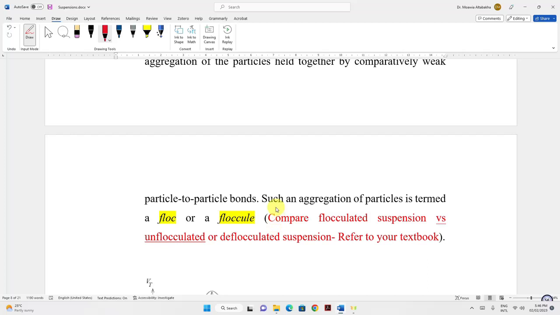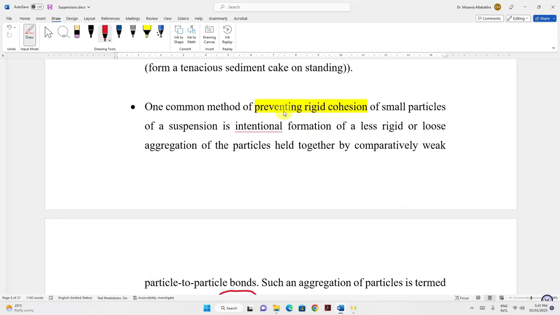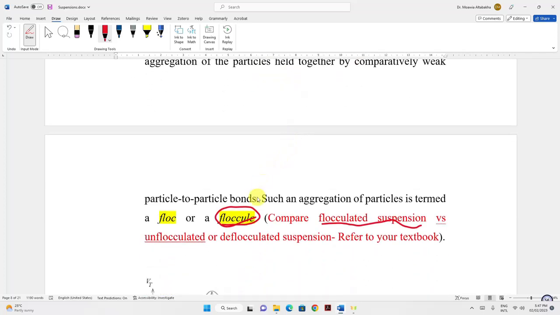We can influence the suspension to be what we call flocculated suspension. Okay, to become flocculated suspension is one way of preventing the formation of hard cake. I'm talking about to prevent the formation of what? Of hard cake. Why I want to prevent it? So that if the particles settle down, I can redisperse it easily. So what is the answer? Is to form flocculated suspension or flocs. So we have flocs in the suspension. So what is this? What I'm talking about?